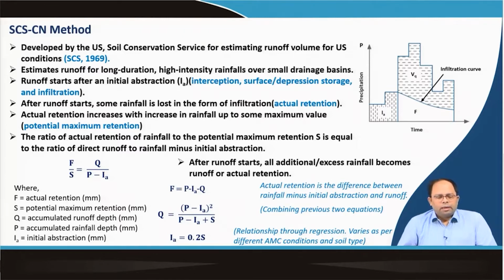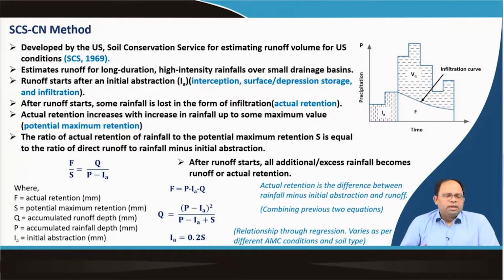So, the SCS-CN method was particularly developed in the US, and the values computed in this method are as per US standards. But many Indian researchers and scientists have also used this method with certain modifications, and they have applied it to estimate runoff in Indian catchments as well, right.